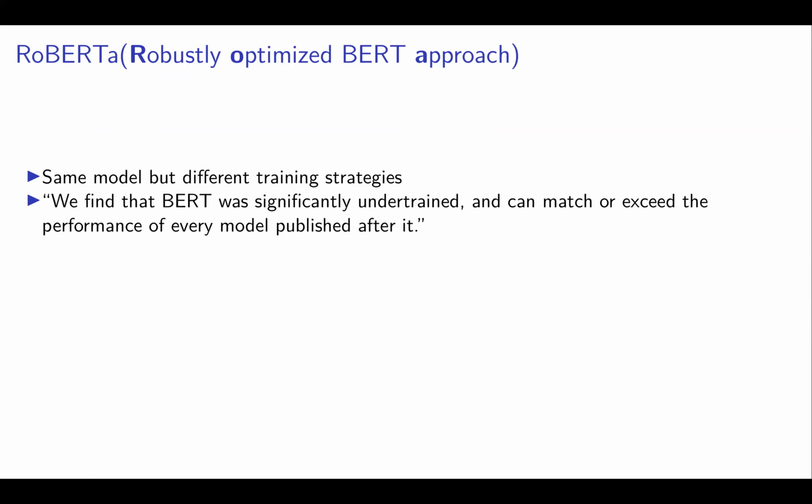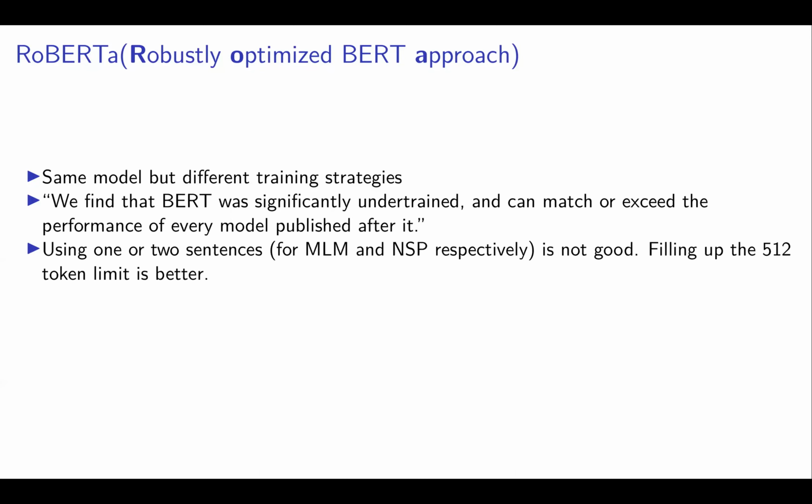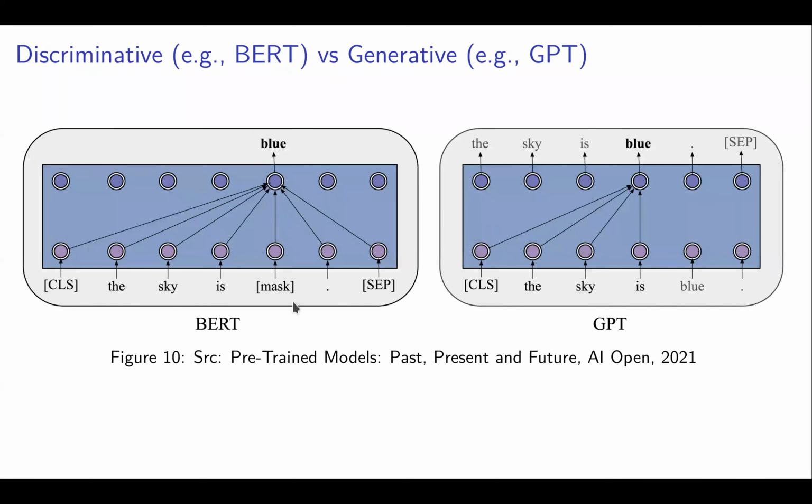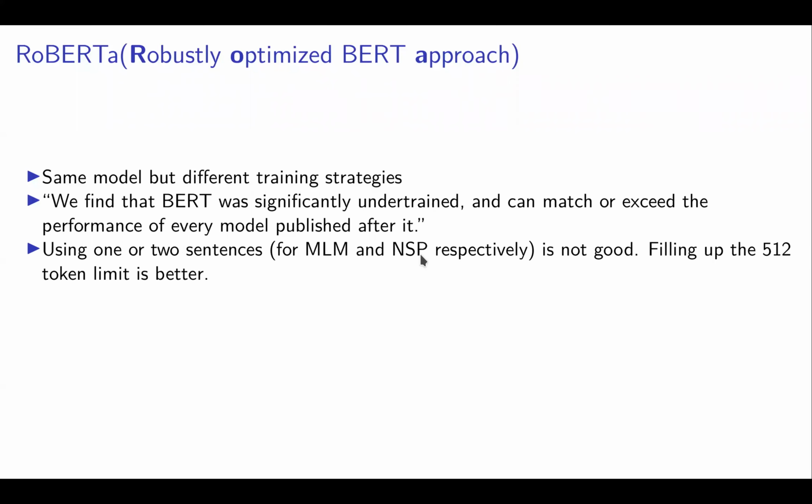I took a quote from RoBERTa's paper. It says, "We find that BERT was significantly undertrained and can match or exceed the performance of every model published after it." How do they do it? They realize first of all that some task is not needed. Remember, in BERT's training we have two tasks. One is masked language model, and the other is next sentence prediction. They realize they're not good, because if you use one or two sentences, the 512 token limit will not be filled up.